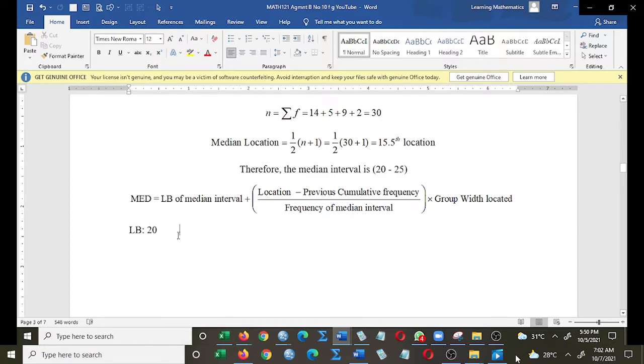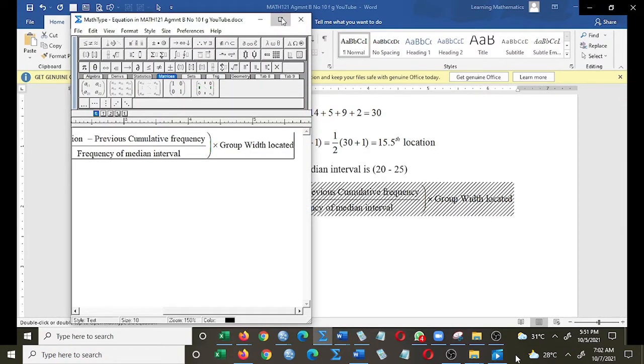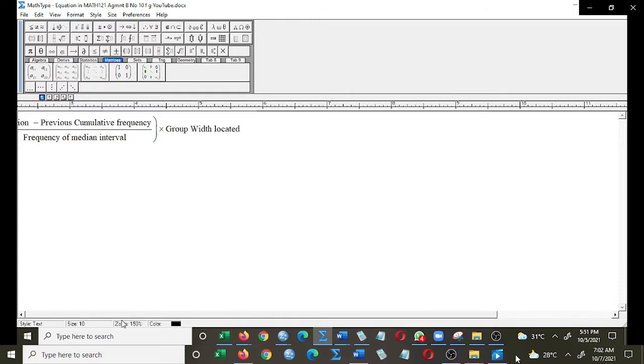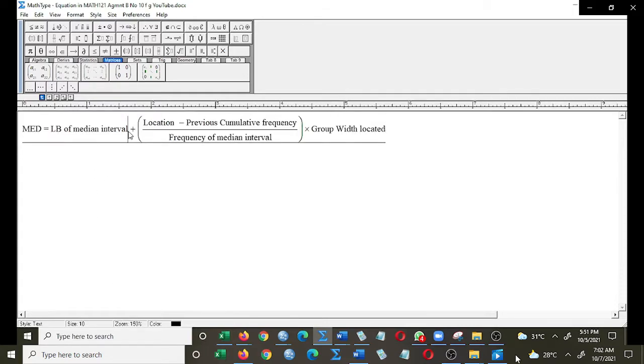So what else we need? We have the median interval. The lower boundary, sorry. We have the lower boundary. We also need the location. Let's call it LOC. Location LOC. By the way, this formula can be abbreviated. Okay? And in universities, you will not see it with all those words. You see all that space all those words occupying?